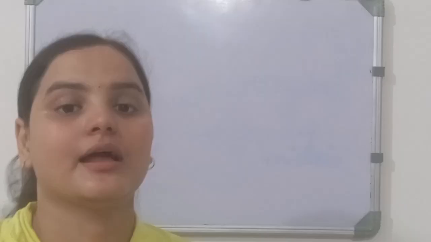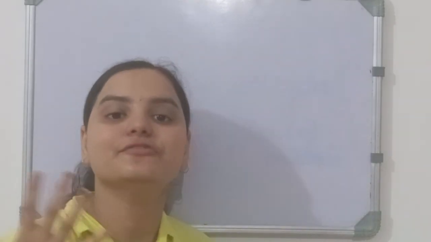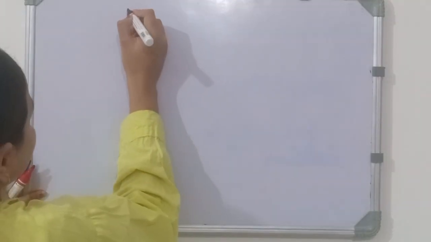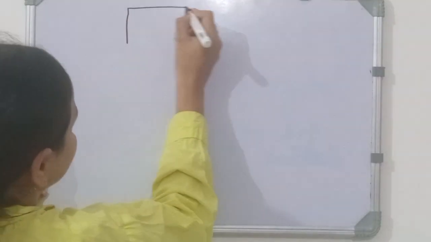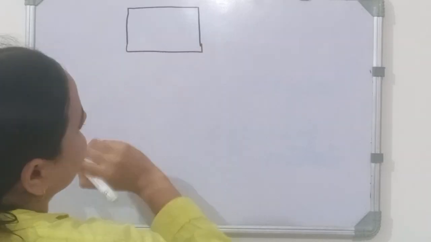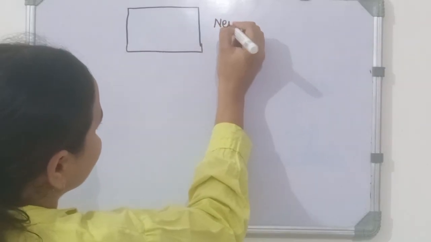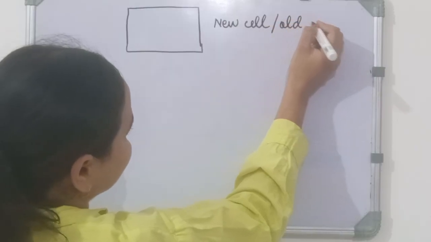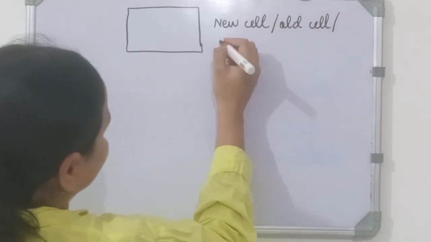Okay, so let's begin. I am drawing a very simple diagram, and through this you will be able to understand cell cycle very easily. Suppose this is our new cell or old cell or parent cell.